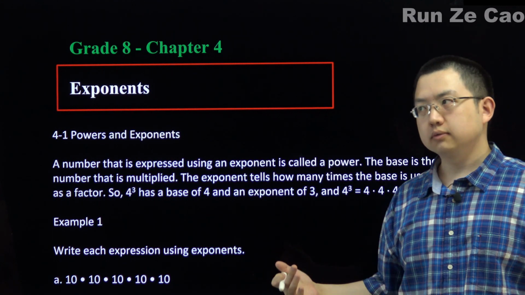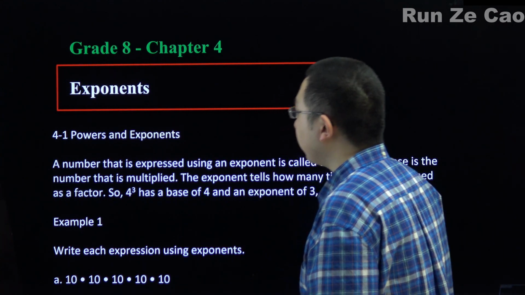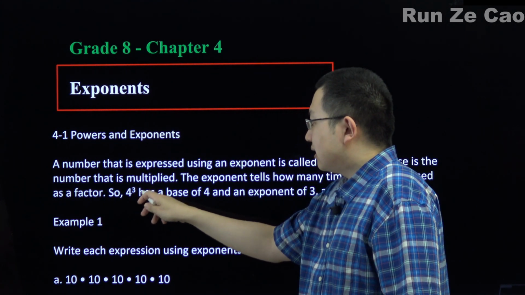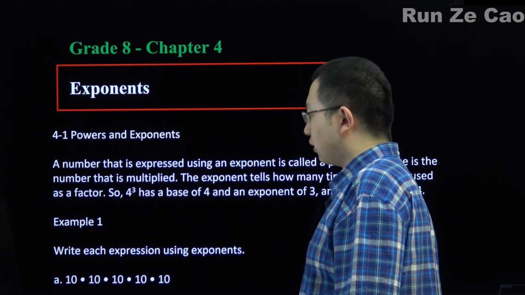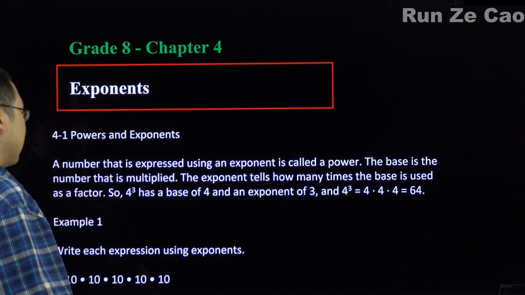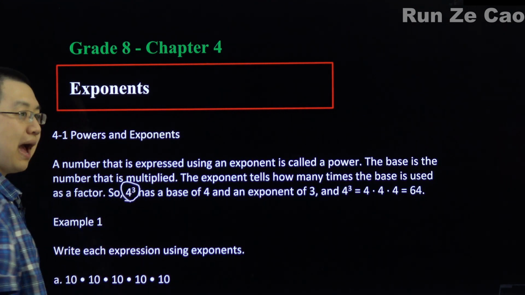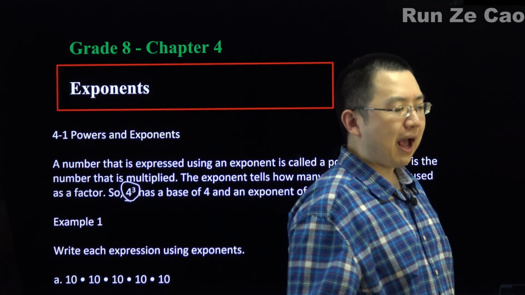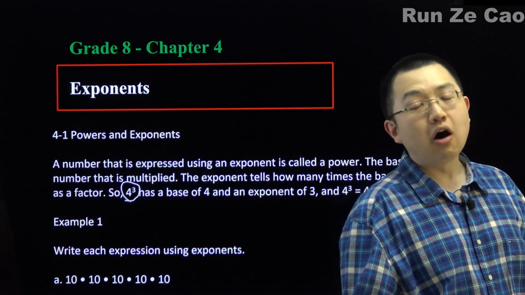Exponents. Well, powers are a term that's often conflated with exponents, but actually, the exponent is the superscripted part. Like we say 4 to the power of 3, or 4 exponents 3. A number that's expressed using an exponent is a power. So technically, this whole thing is a power, even though you hear stuff like 10 to the power of 5, or 10 to the 5th power all the time.